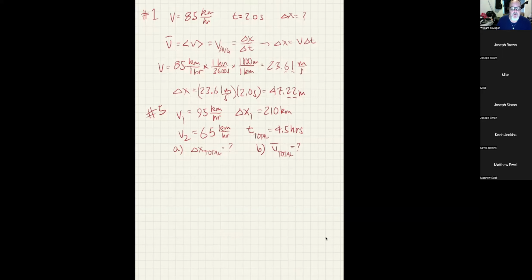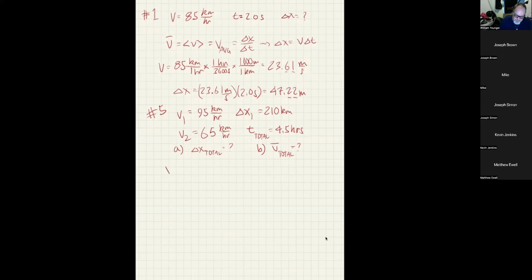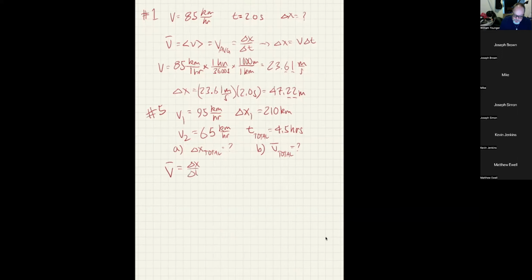So we're back. Now, you see what I wrote. V1 was 95 kilometers per hour. Delta X1 was 210. V2 was 65 kilometers per hour. The total time was 4.5 hours. What we'd like to know is the total distance. And then we want to calculate the total average speed over the entire trip. So what we're going to use predominantly is that V average is equal to delta X over delta T.